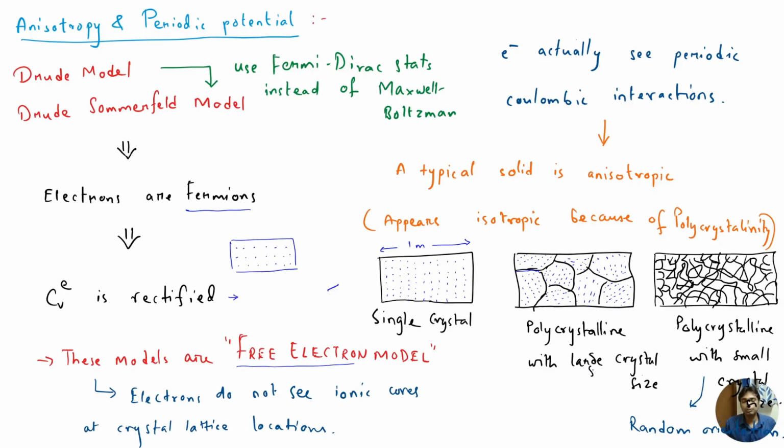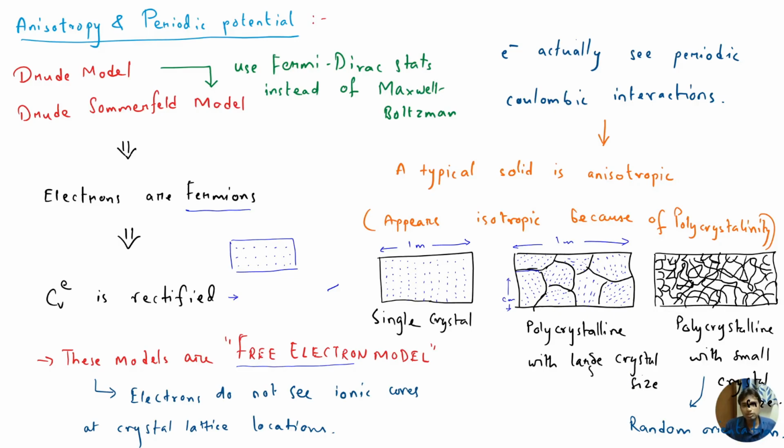But here, if this solid is of the order of, let's say, 1 meter, and these crystalline domains are of the order of a few centimeters or even a few millimeters, then these are polycrystalline with large crystal sizes.